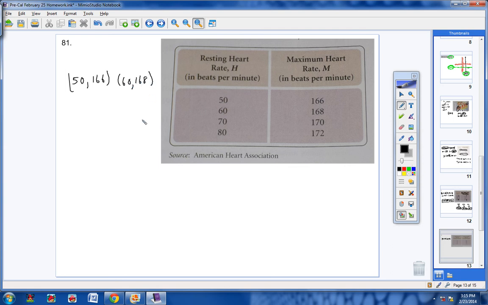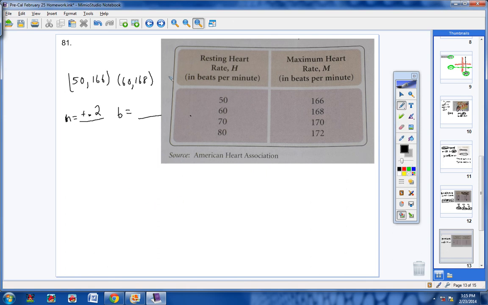Now I'm going to write the linear equation. For my slope, I need to find my slope and my y-intercept. So y minus y, that's 166 minus 168, and of course that's going to give me a negative 2. And then my x minus x, 50 minus 60 is negative 10. So I would have a negative 2 over a negative 10. A negative over a negative is positive, and 2 divided by 10 is simply 0.2. So a positive 0.2 is your slope.